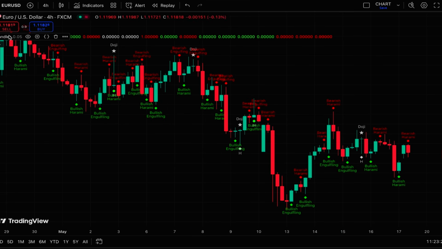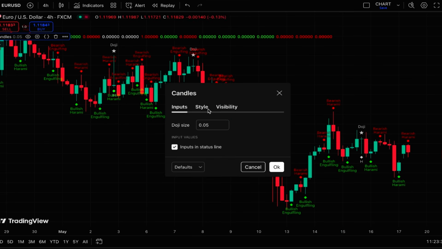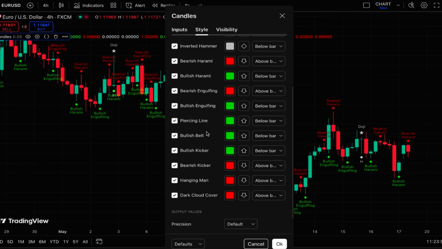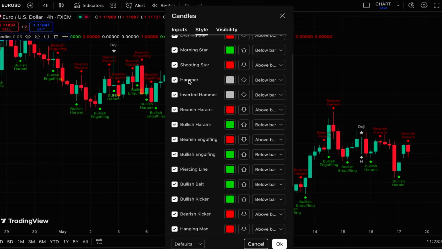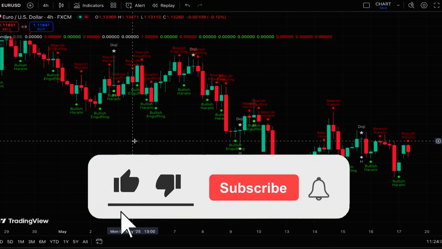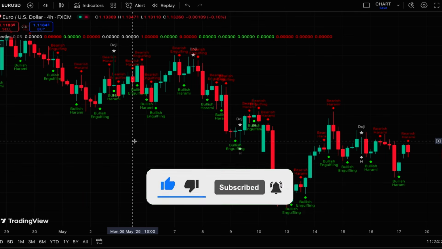If we go to the settings of the indicator, here in the style tab, you can see that we have a list of patterns that this indicator identifies on the chart, and simply you can remove or add any pattern that you need in your trading strategy. This indicator is a great help for identifying candlestick patterns, which are a very important tool in price action trading.